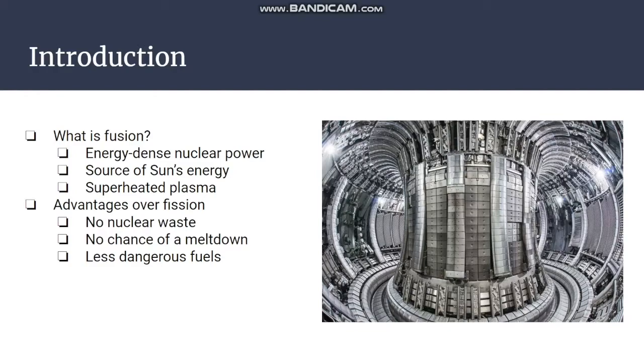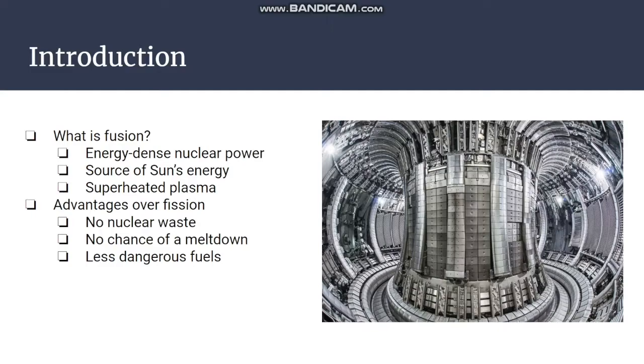So what is fusion? Well, fusion is a type of nuclear power, and there are two main types of nuclear power. One is called fission, and one is called fusion. Fission is what you see in nuclear power plants, and it's where you take an atomically massive element, something like plutonium, and you break that down into smaller elements along with some extra mass. And that extra mass becomes energy, which then powers these plants.